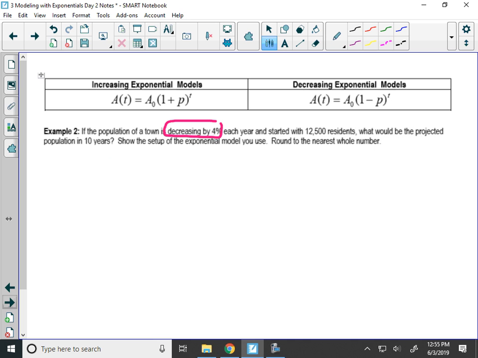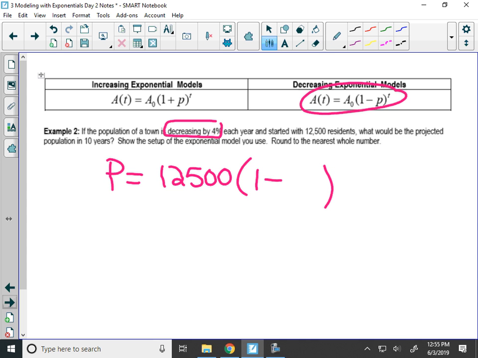Well, if you're going down, you have to write the amount you start with, which is 12,500 people, and you're decreasing. So we're going to take 1 minus the percentage decreasing by. 1 minus 4% as a decimal, right? After 10 years, so to the 10th power. Now, if you wanted to, you could write 1 minus 0.04. That's 0.96. And there you can see 0.96 is less than 1, which is why this model is decreasing.